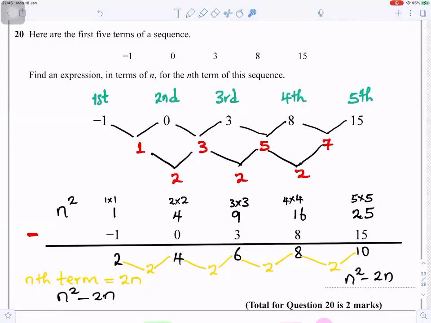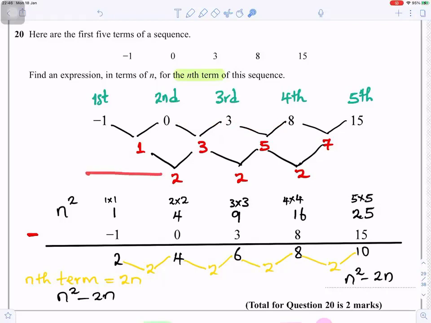Question number 20. Here are the first 5 terms of a sequence: -1, 0, 3, 8, 15. Find an expression in terms of n for the nth term of this sequence. So the first is -1, second 0, third 3, fourth is 8, fifth is 15. We find the first difference. The difference between 0 and -1 is 1. The difference between 0 and 3 is 3. The difference between 3 and 8 is 5. The next difference is 7.